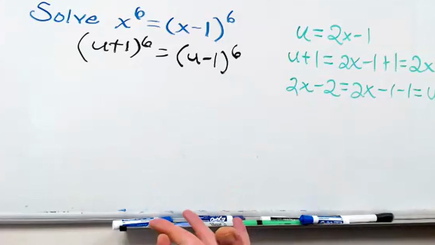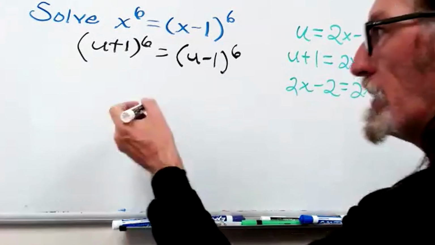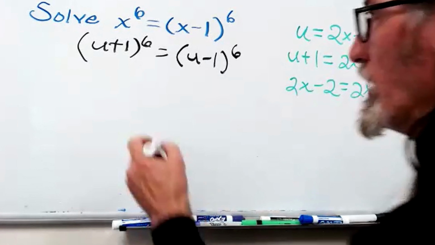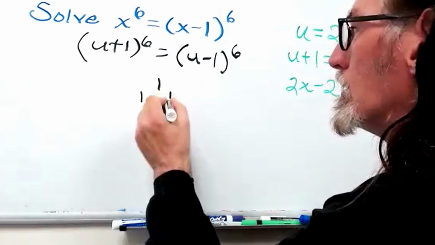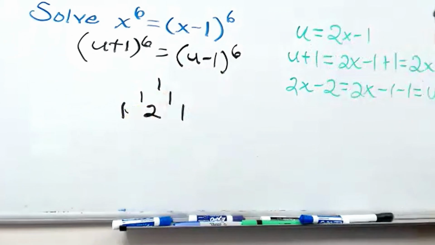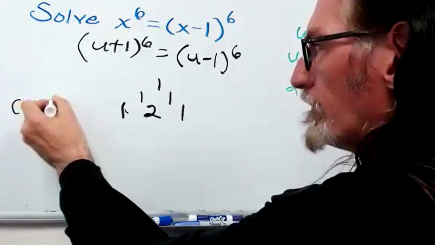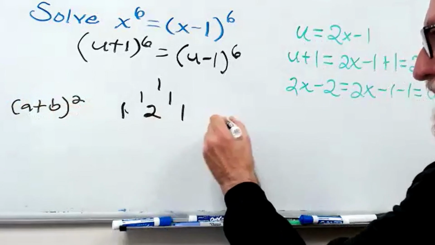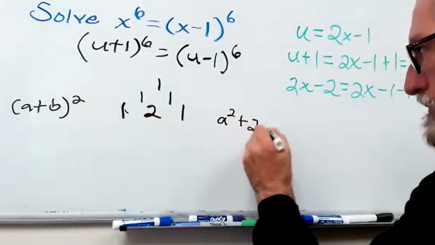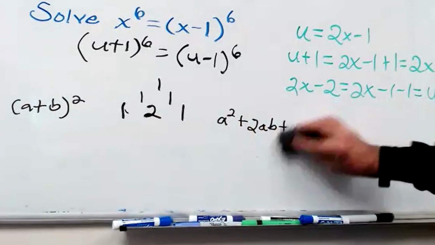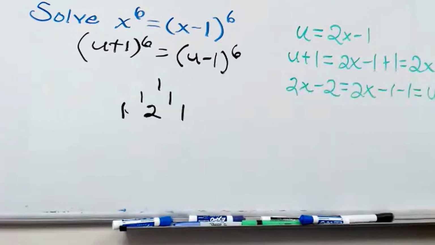How? Do you really want to raise something to the 6th power? Well, we have binomials here, and perhaps you know about binomial coefficients, or at least a shortcut to that, Pascal's triangle. When you raise a binomial to the 2nd power, for example, if that's a plus b, that quantity squared, you would have a squared plus 2ab plus b squared.